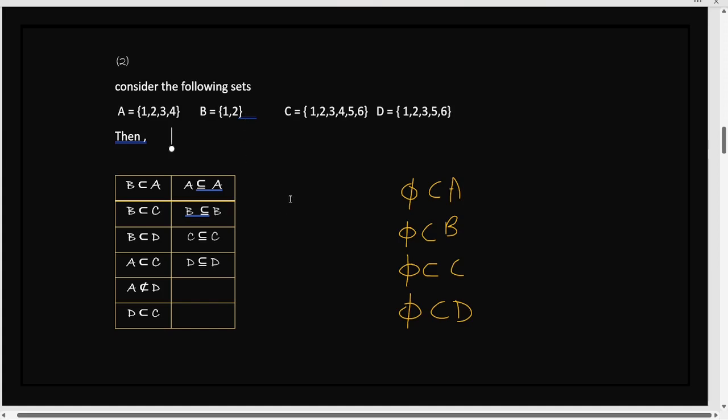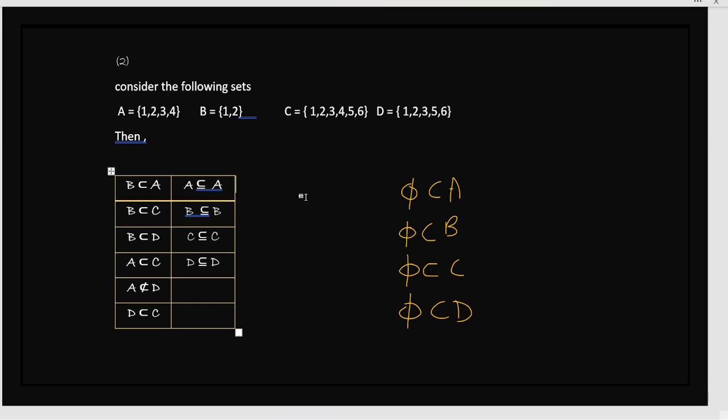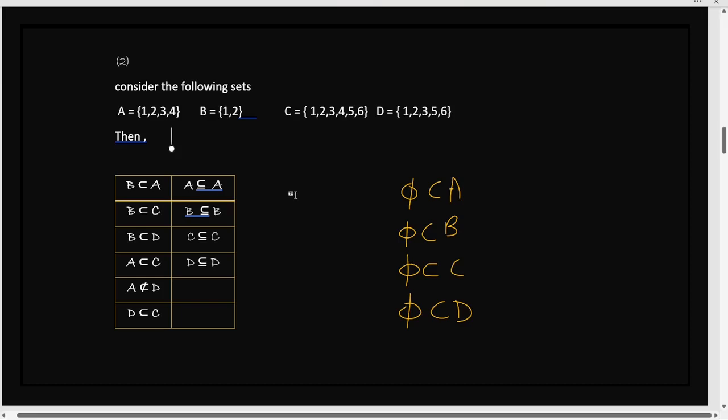And D is a subset of C. D is a proper subset of C. Why? Because 1, 2, 3, 5, 6 is also there and they are not equal. All the elements of D are present in C also, and D is not equal to C. Now see this, A. A is a subset of A.